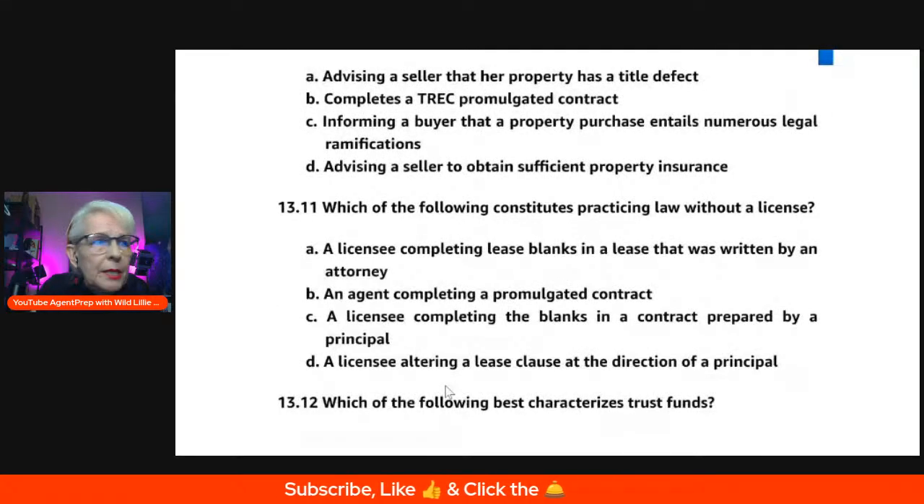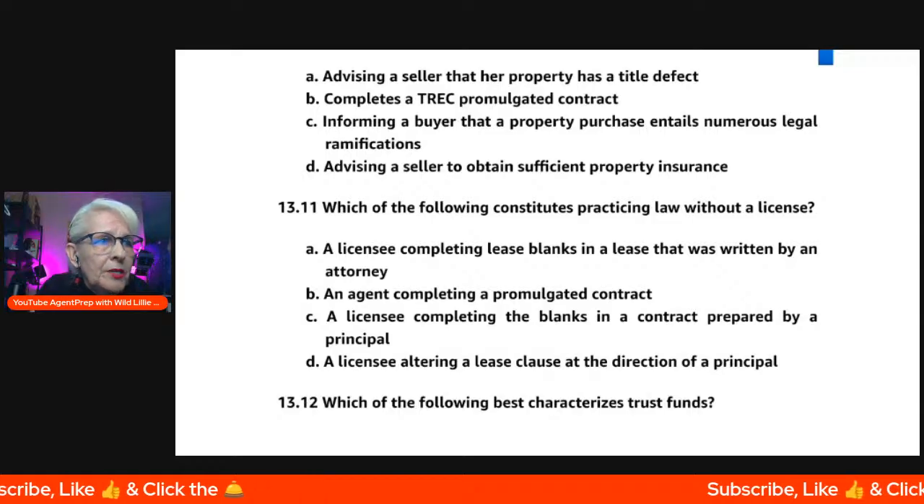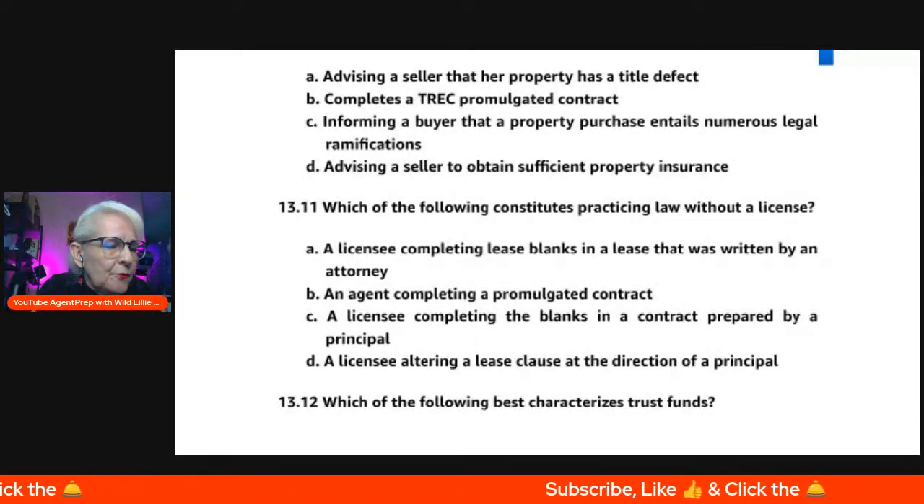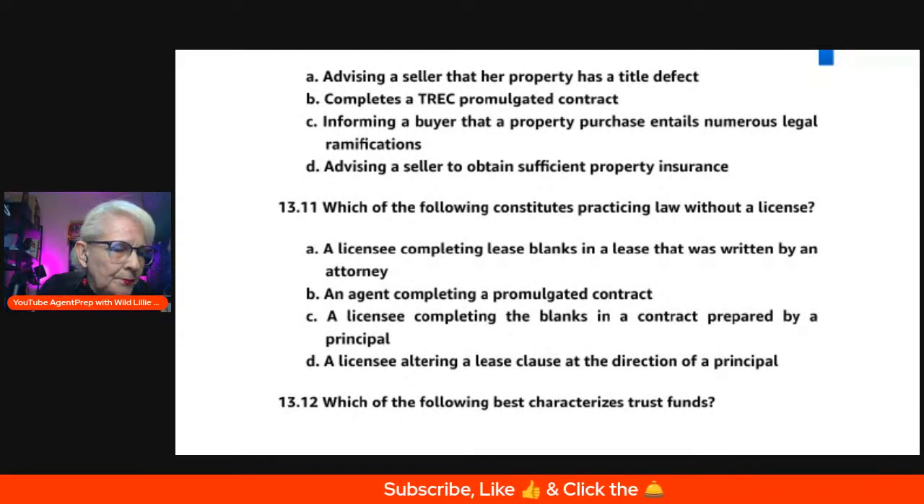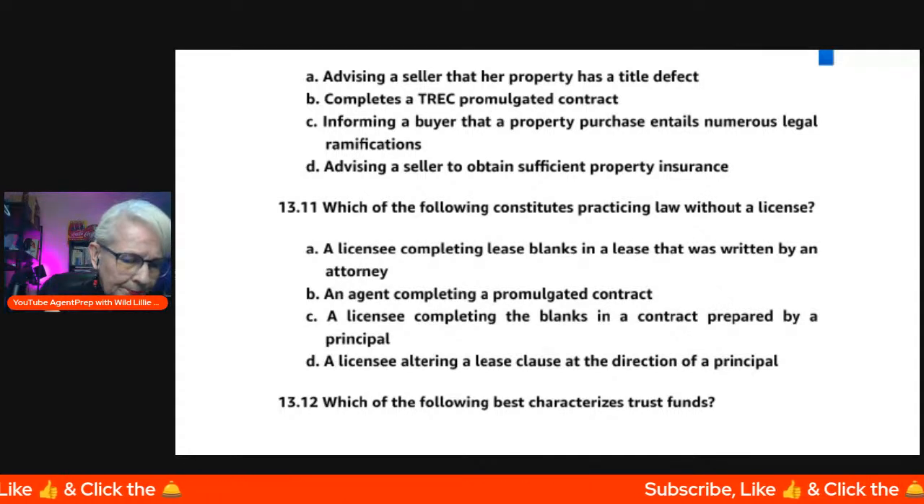All right, number 11. Again, this is Texas state questions, and we are dealing with Texas licensing and regulations. So bear with me for a moment while I set my other section here.